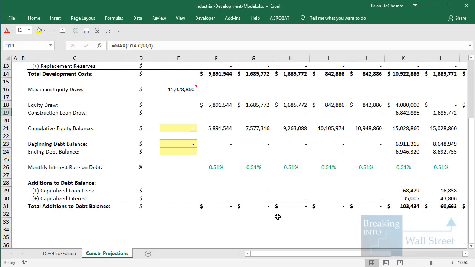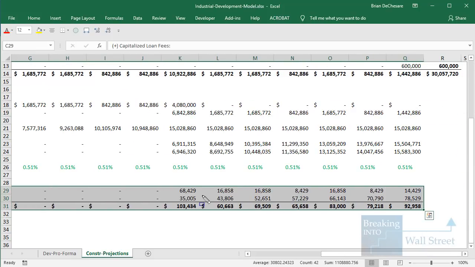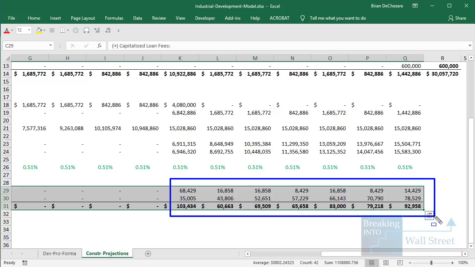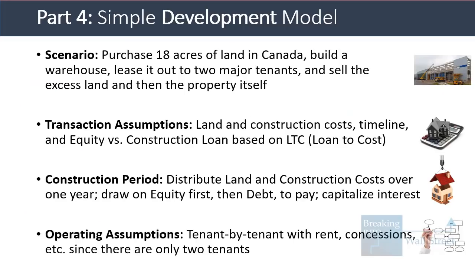We have loan fees and interest on this debt, but there's no cash flow during this construction period, so all these are capitalized and added to the loan principal balance instead. So that's how the construction period here works. For the operating assumptions, we only have 2 tenants, so we just make tenant by tenant projections here for the rent, the concessions, and other items.